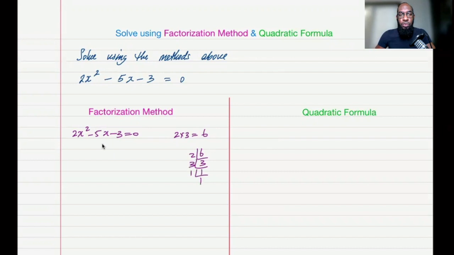All right, we need 2 numbers. When we add or subtract, we get -5. So instead of writing -5x, I'm going to write -6x plus 1x. So I'm writing everything over. Instead of writing -5x, I'm writing -6x plus 1x.